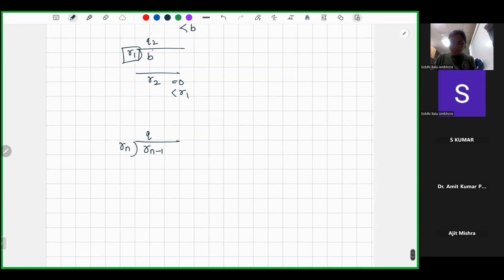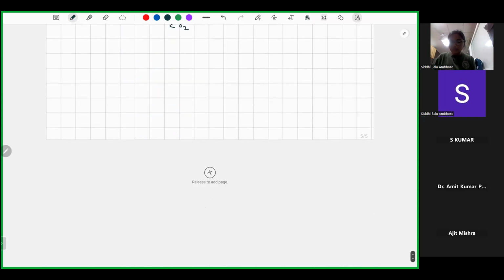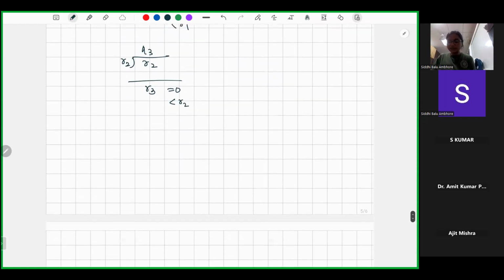Let me write one more step. For example, now R2 is less than R1, so I divide R1 by R2. There will be some quotient here, and this will again give some R3, which will either be 0 or be less than R2. And I continue this process, and I get that there will be some Rn such that Rn is 0, and then the previous remainder will be my GCD. So the GCD of A, B will be that last non-zero remainder.